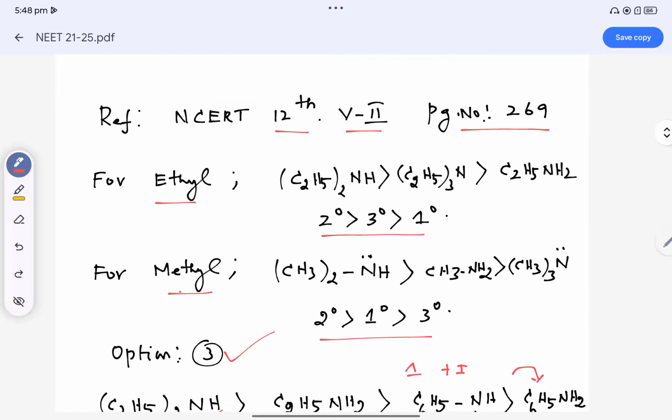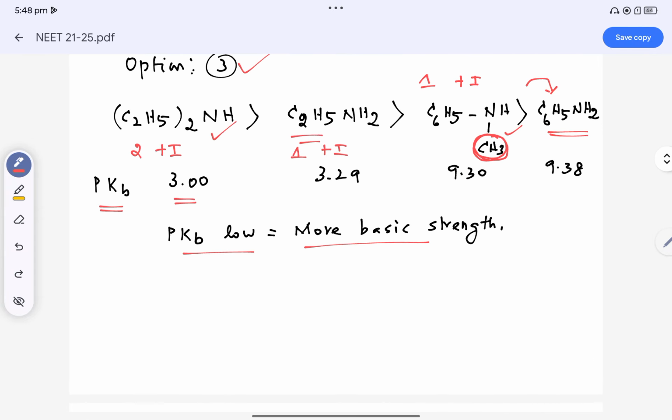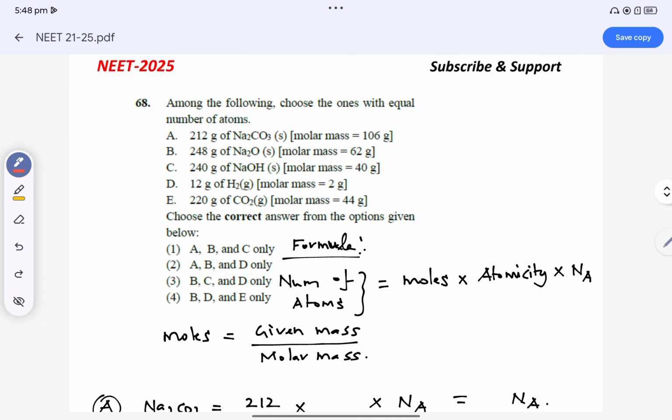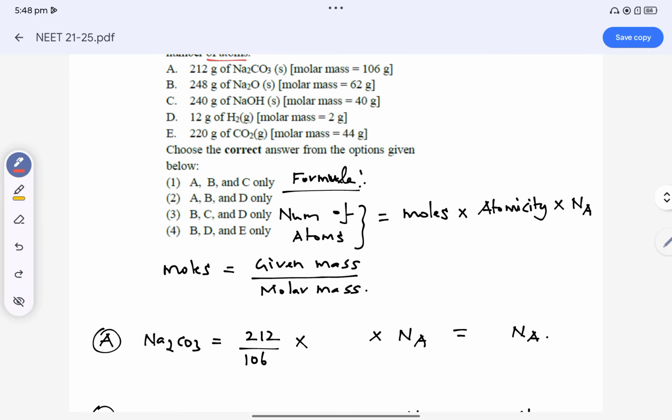Now we switch over to the second question, my dear students. Listen carefully here. Among the following, choose the one with an equal number of atoms. So for the number of atoms, we need the formula. Which one has an equal number of atoms? This is the question. The number of atoms is given by mole, atomicity and Avogadro number. Atomicity is nothing but the number of atoms in a particular formula.